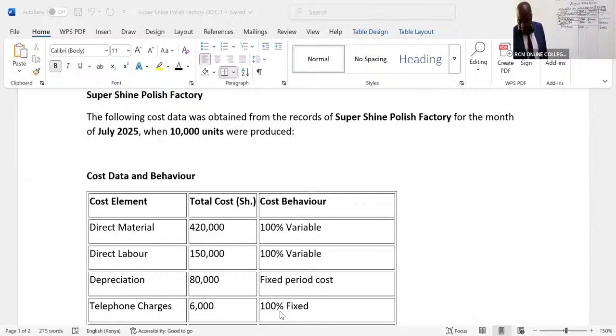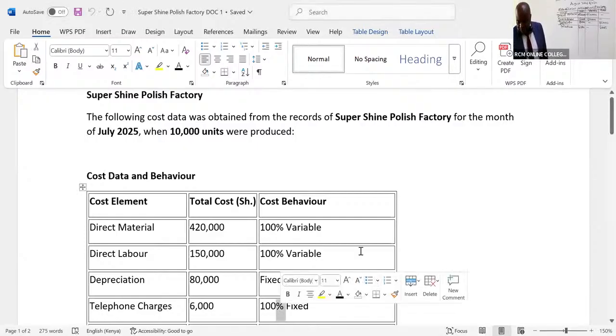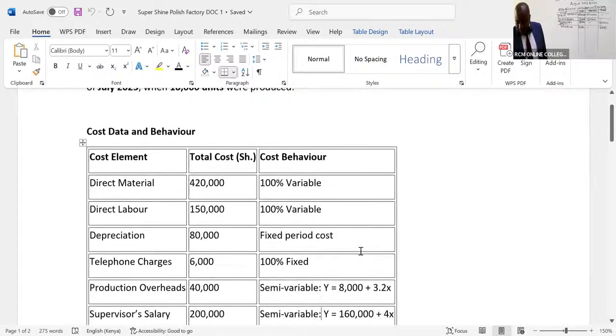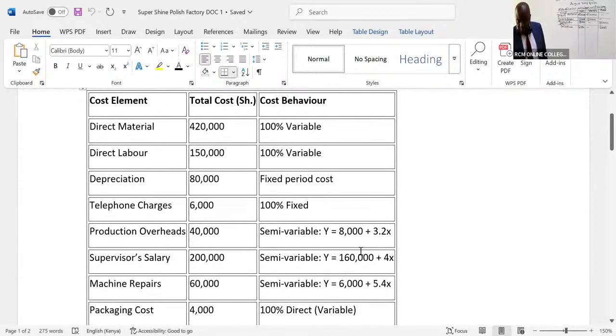Then we have, ladies and gentlemen, the next item, known as production overheads. These production overheads are nice. They have given me an equation. It is 40,000. No, it is 8,000 plus 3.2x.